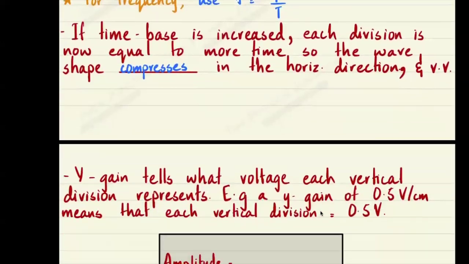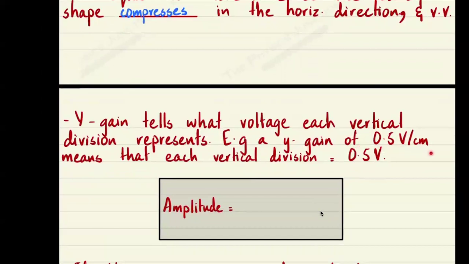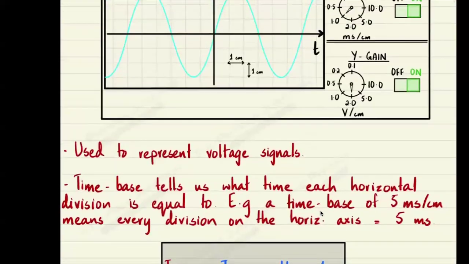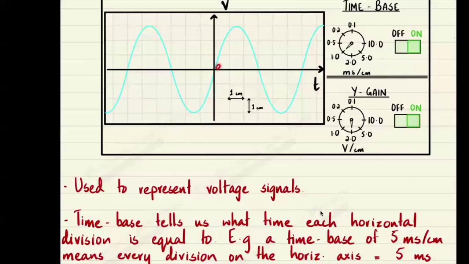So again, it's the same idea. For example, a Y gain of 0.5 volts per centimeter means that each vertical division is equal to 0.5 volts. So again, if each is equal to 0.5 volts, I just multiply by the number of vertical divisions to get the amplitude of the voltage signal. So it's just equal to the Y gain multiplied by the vertical divisions that correspond to the amplitude, because I need to find the amplitude. And just as I had the wave, for that I know that this is what one time period looks like, right?